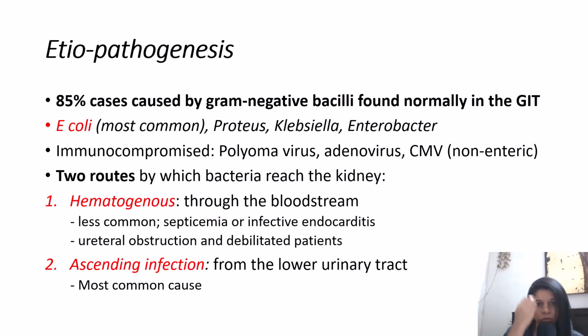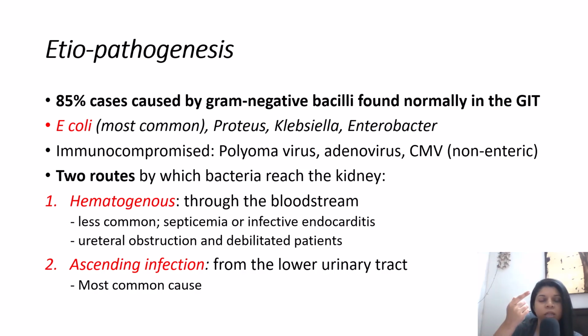Next is the etiopathogenesis. In etiopathogenesis, 85% of the cases are caused by gram-negative bacilli, which are found normally in the GIT. Imagine the GIT: all the feces are going through the anal orifice, and your urethral orifice is comparatively near, in the perineum. Okay, so if you are not maintaining perineal hygiene properly, the coliform bacteria in the GIT can come into the urethra and infect, and that is how UTI most commonly occurs.